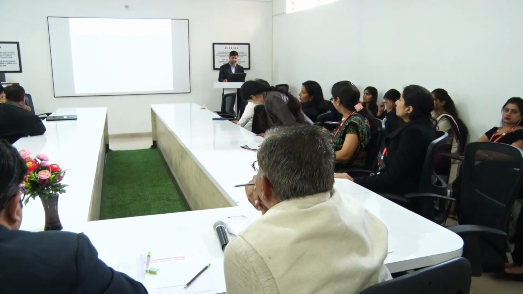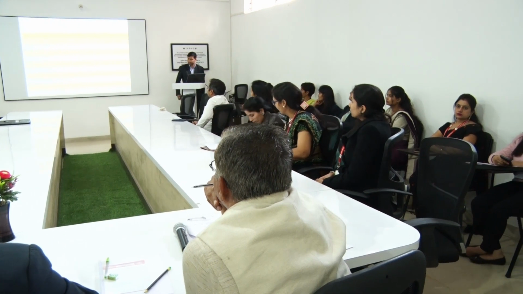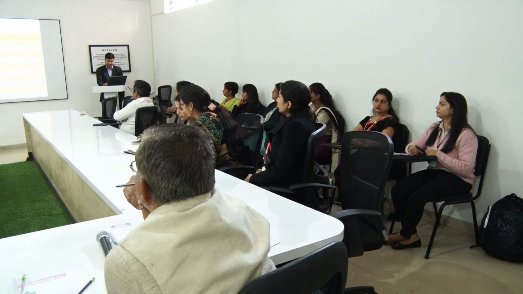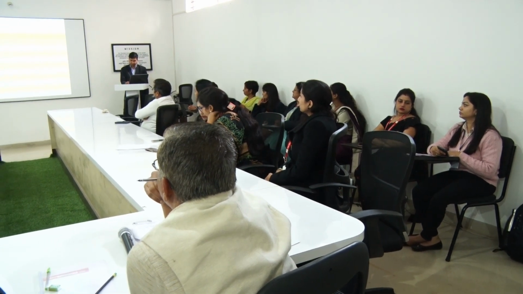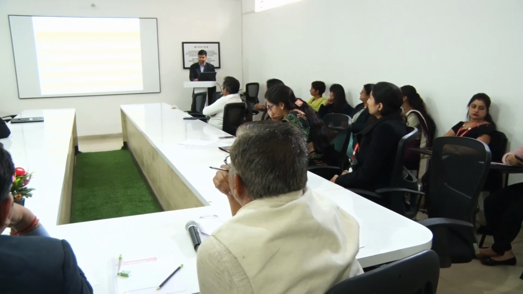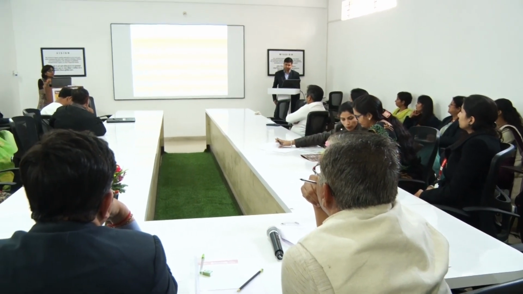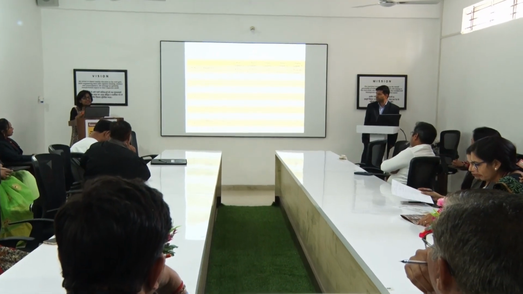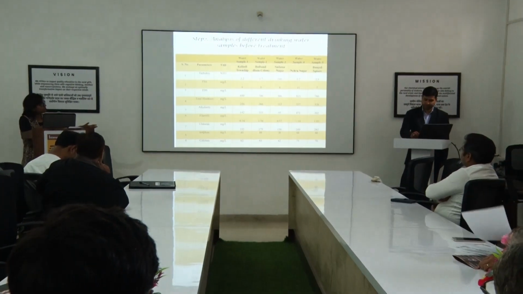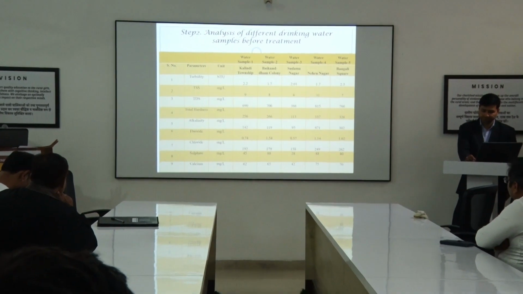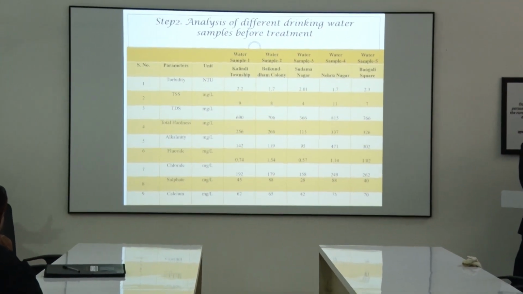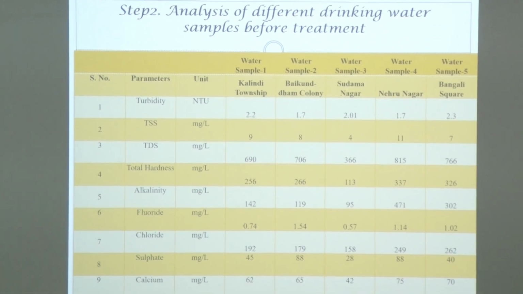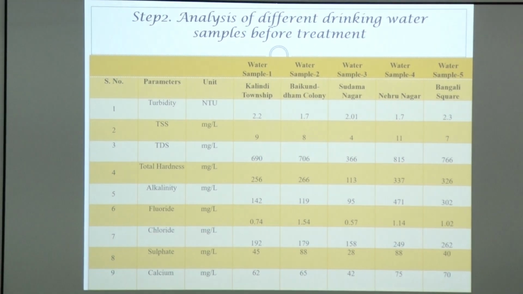This is what the table has shown: Kalindi Township, Baikun Dham, colonies Damanagar, Nehru Nagar, and Bengali Square. From these areas, the water samples have been collected, and all these water samples have been tested on these 9 parameters. This table is showing the presence of fluoride, sulfate, calcium, alkalinity or total hardness, total dissolved solids, TSS, and turbidity before the treatment through zeolite.